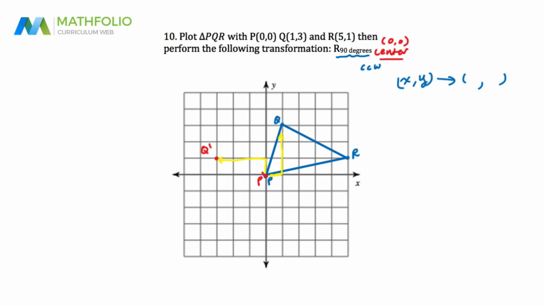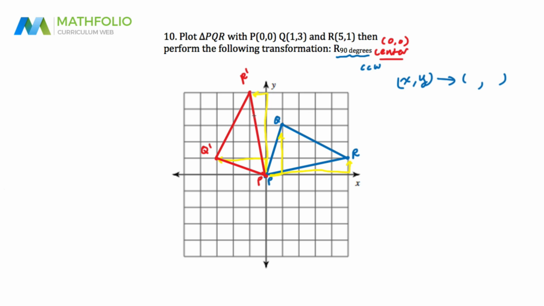And for R is 1, 2, 3, 4, 5 over and 1 up. So that's going to become 1, 2, 3, 4, 5 up and 1 over. So point R is going to become right here, R prime. And that's it. We relocated all 3 points. And so now all we need to do is just join them up. This is our image. And we can kind of see how this is turned.